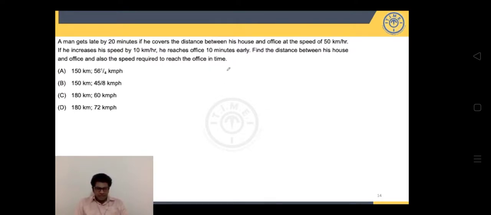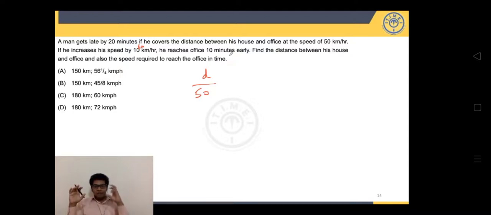So instead of writing that equation, we know that a man gets late by 20 minutes if he travels the same distance at speed of 50. Okay. So what is the distance? Distance be d. Now, if I travel at 50 km per hour, so d by 50 is the time taken. He is late by 20 minutes. If I travel at 60 km per hour, I'm early by 10 minutes. So the time difference between me traveling at 50 kilometers per hour and 60 kilometers per hour is 30 minutes.